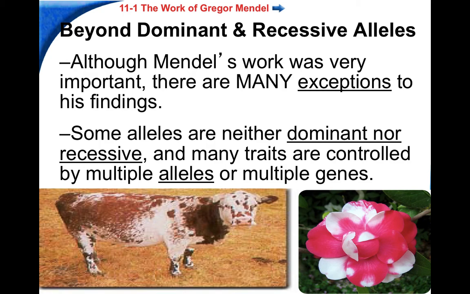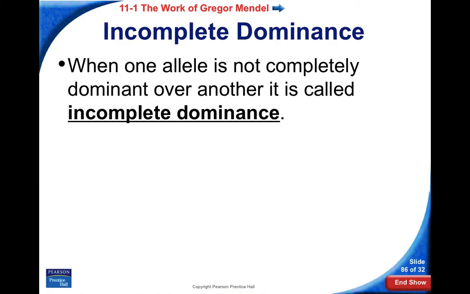There was capital T and lowercase t. There was one gene that controlled the height of the plant. For humans, it's much more complex than that. There's many genes that help affect the height a human grows. So I want to talk about two big examples today called incomplete dominance and codominance.